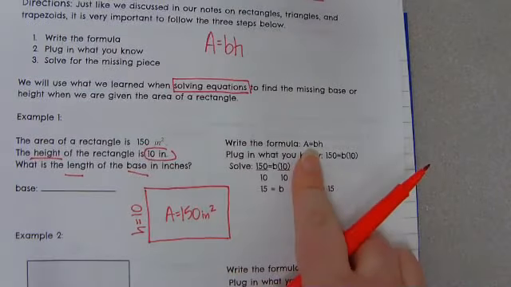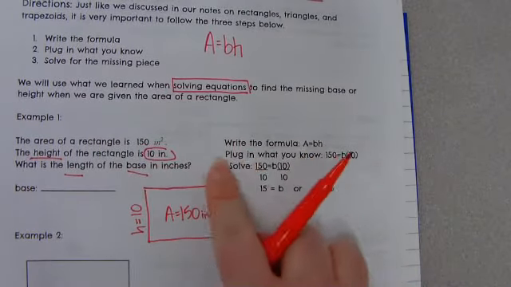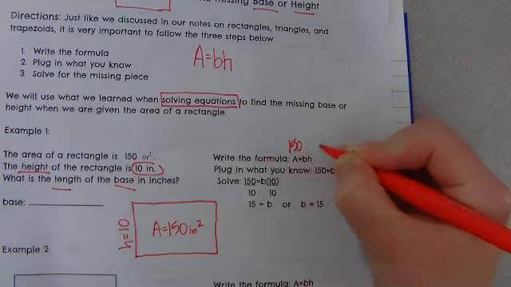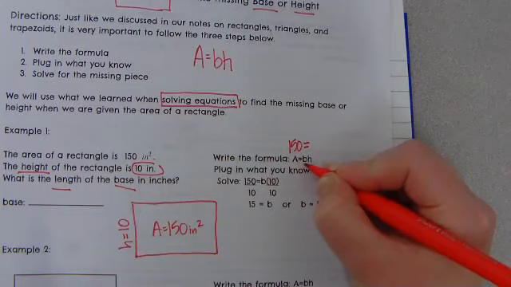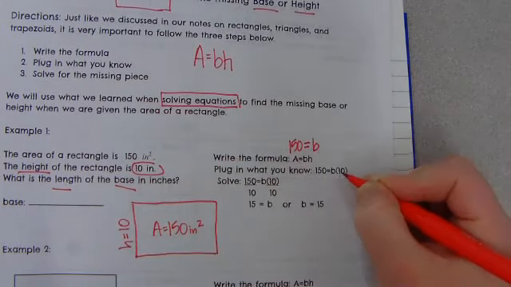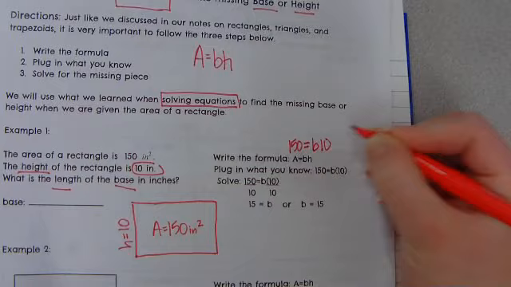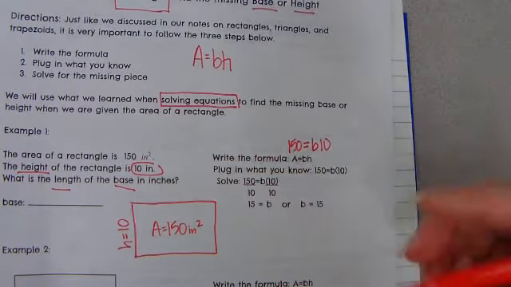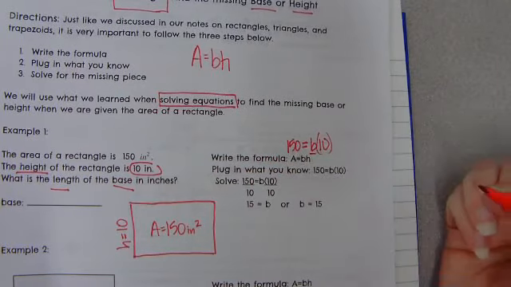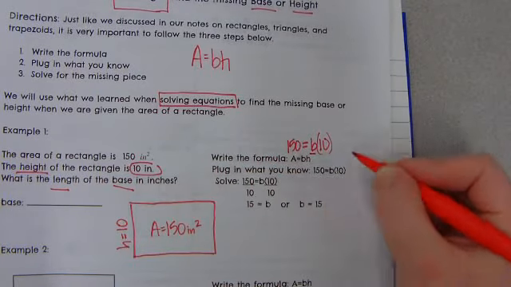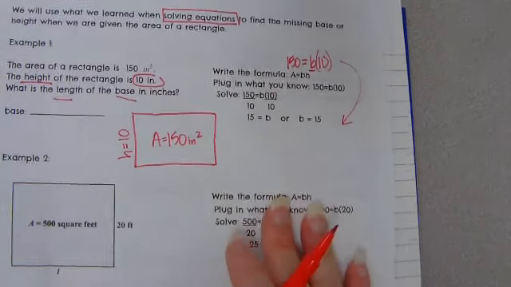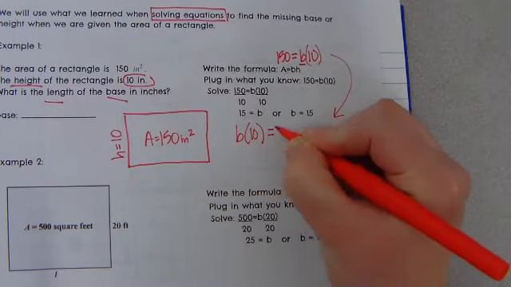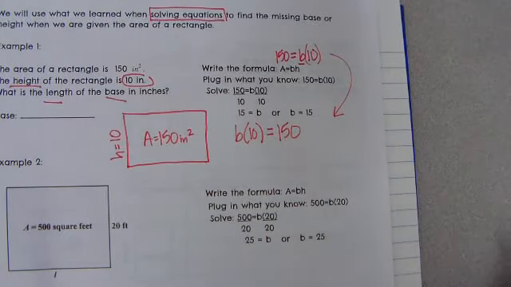So the formula I'm using is A equals base times height. And we have to plug in what we do know. So we know that the area is 150. The base is what we're solving for. And the height they gave us as 10. This year we've taught you guys to always rewrite your problem with your variable, which in this case is B, on the left side of your equal sign. So I'm going to come down here and rewrite this. So I have the base times 10 equals 150.